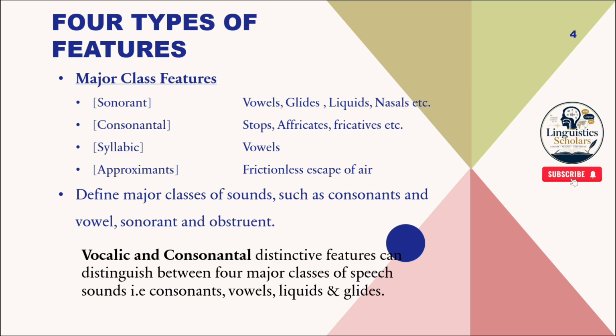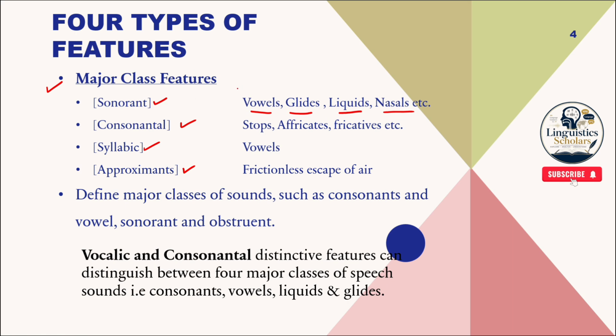There are 4 types of features. One is the major class features. Major class features are 4 types. They are sonorants, consonantal, syllabic, and approximants. What are the sonorants? Sonorants are vowels, glides, liquids, nasals.